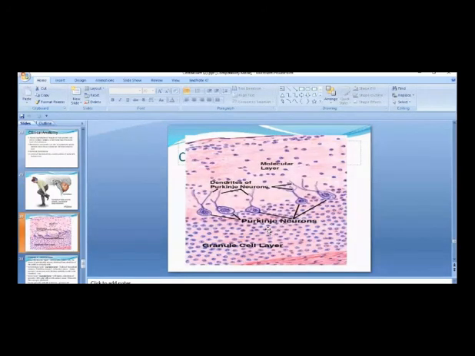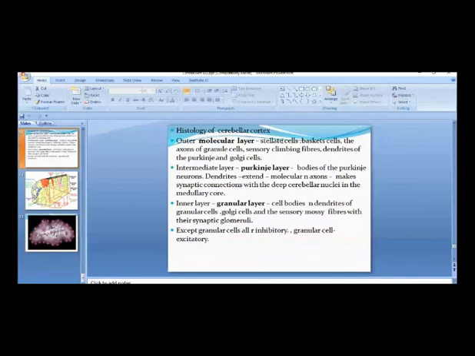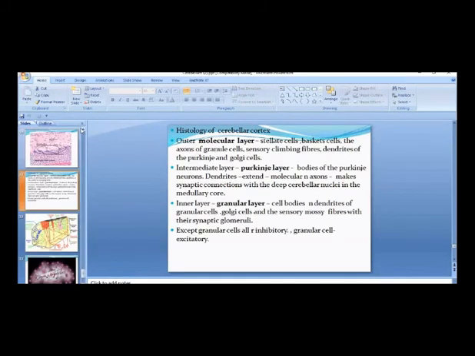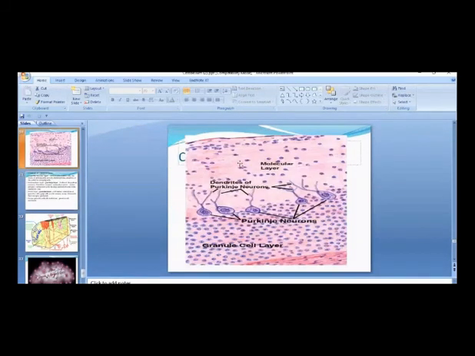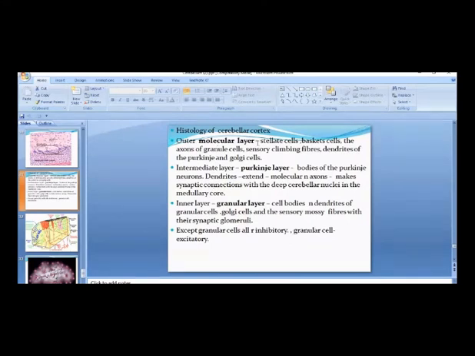Now another is the histology. This is very important. So these are the 3 points you have to remember. Histology of the cerebellar cortex: it has the molecular layer, the Purkinje layer, and the granular layer. Please look here. This is the molecular layer. This is the Purkinje layer. This is the granular layer. The outer molecular layer consists of stellate cells, basket cells, axons of granule cells, climbing fibers, dendrites of Purkinje and Golgi cells.